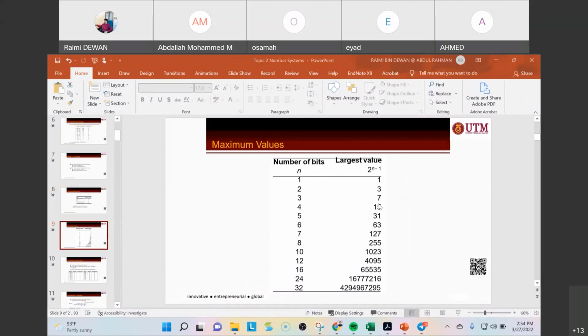Okay, and then you see here, this is the number of bits, and how large a value you can have. For example, if you want to have a 1 bit number, what is the largest value that you can have? For 1 bit, it is 2 to the power of 1 minus 1, which is 2 to the power of 0, which equals 1.